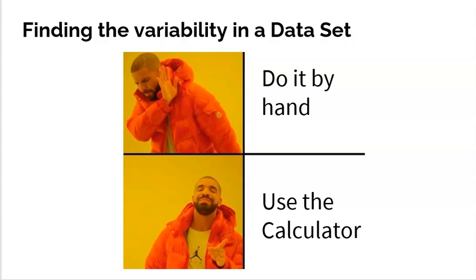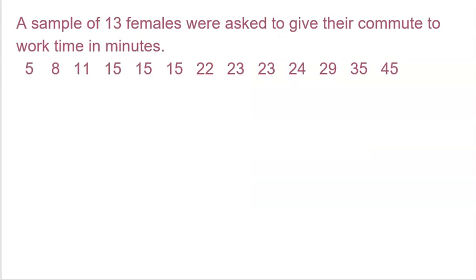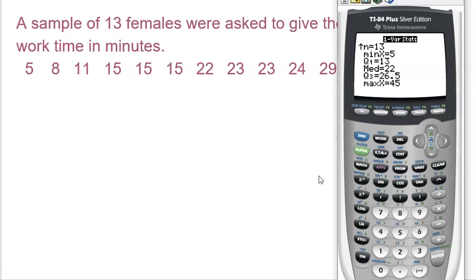So how do you find the variability in a data set? Do we do it by hand? Well, we could, but that's not cool. It's going to take a lot of work. Yeah, we use the calculator. So let's look at these 13 females and their commute times one more time. And remember, I'll go through the process nice and slow again.